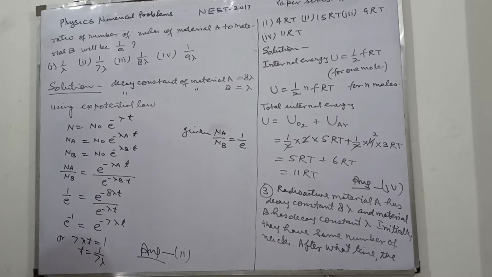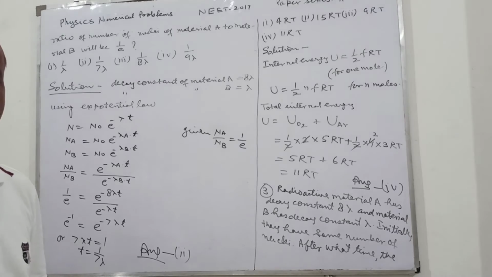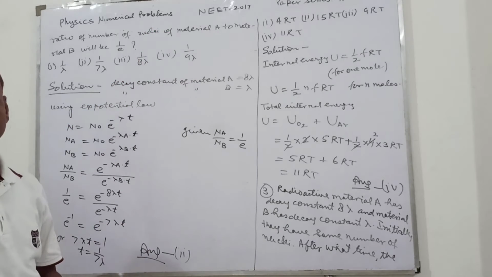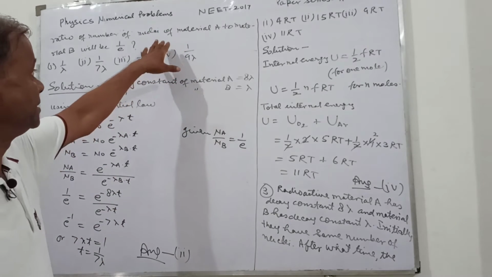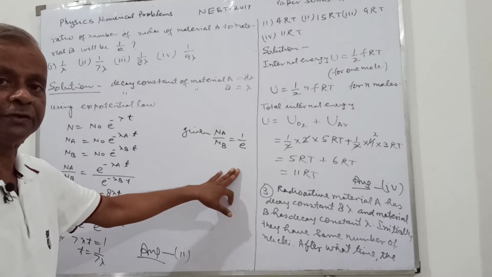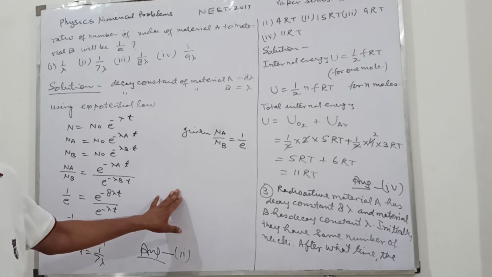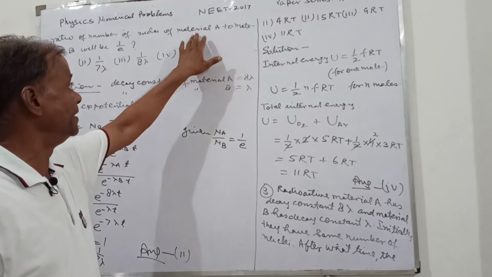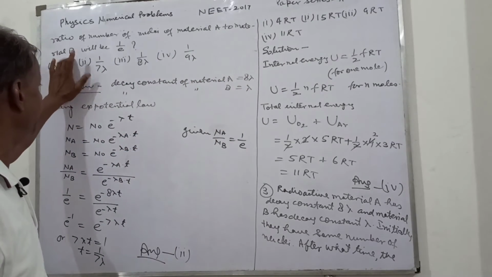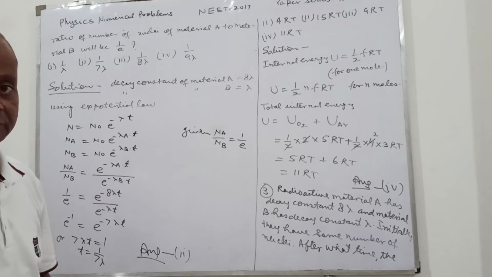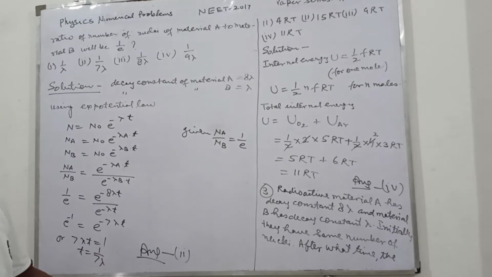So this is a direct use of the exponential law of disintegration of nuclei. The only point to understand is this: in the real question it was given as material B to material A, that is N_B upon N_A, and taking that, the question cannot be solved. So in place of B there is material A, and in place of A there is material B. Then we have N_A upon N_B equal to 1 by e. This is the point to understand in the question, and then you can apply this formula and find the right answer. So this is question number 3.